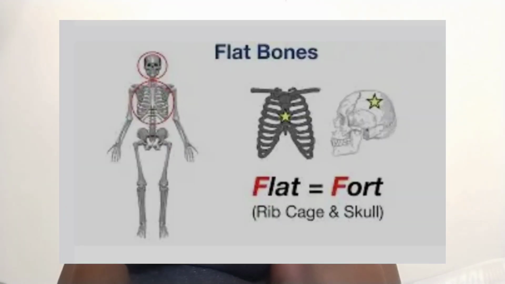Then we have flat bones. Flat bones are thin, flattened, and curved. They have bone marrow with no cavity. They offer protection to the internal organs. For the long bones, they offer majorly movements and attachment for muscles.